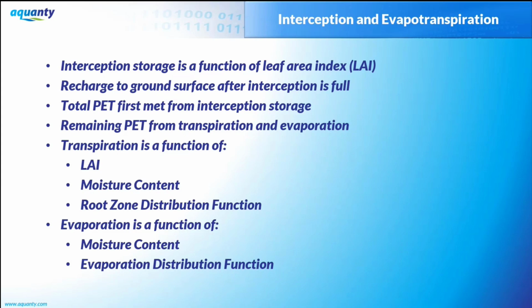You have to specify potential evapotranspiration in the HGS, air temperature and things like that. That's first met from interception storage, and the remaining PET is taken up by either transpiration by the plants or evaporation from bare soil. And of course, transpiration we treat as a function of leaf area index, moisture content, and root distribution function. Now, these things can vary with time.